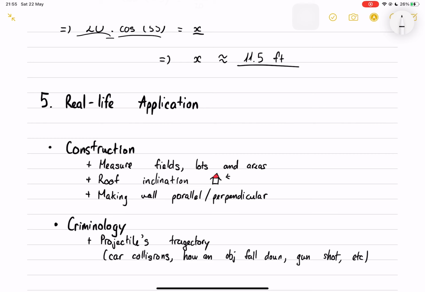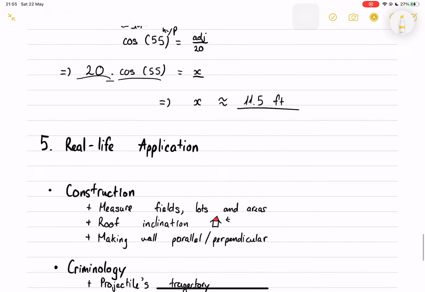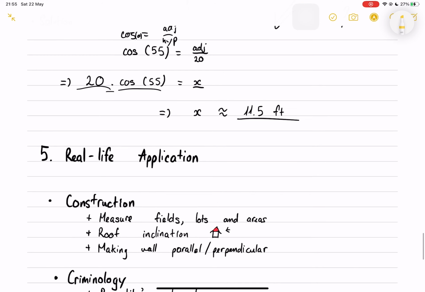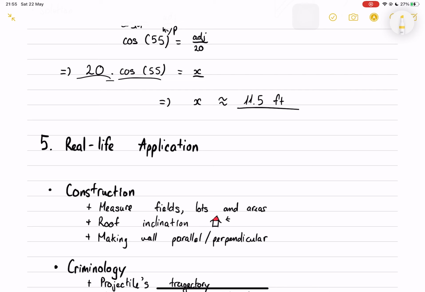So next part, real life application. Real life application, there's a lot, but I chose two interesting ones for you guys. It's not that interesting, but it's the most interesting, I guess. As you can guess from the real life problem, we got construction. Yay! We can measure few lots. I think lot here is parking lot. Areas, maybe areas, big areas.